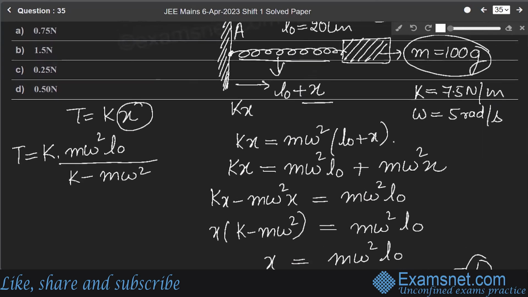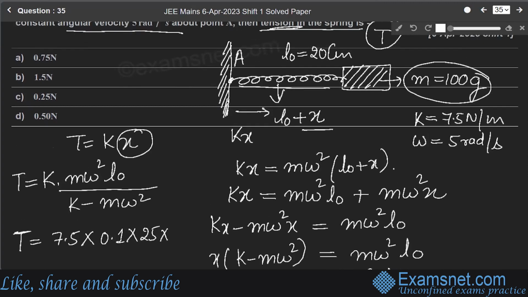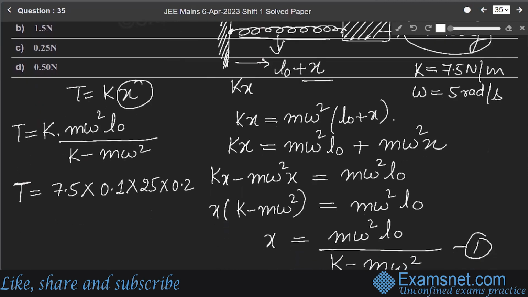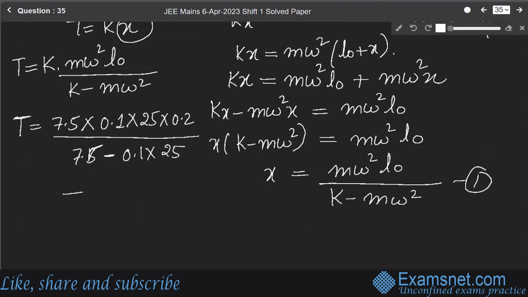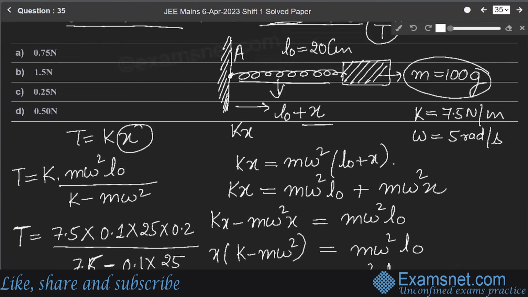Now just putting the values given in the question, T will be equal to K. K is given as 7.5, mass is given as 100 gram, which means 0.1, into omega square. Omega is given as 5, so omega square is 25, into L naught. L naught is given as 20 centimeter, which means 0.2, over K, 7.5 minus M, mass 0.1, into omega square 25. After solving this, we get T equals 0.75 newton. So the correct answer for this question is answer A.